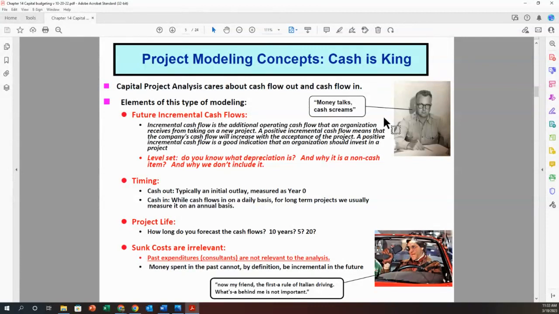So we care about future incremental cash flows. Let's look at this definition. Incremental cash flow is the additional operating cash flow that an organization receives from taking on a new project. A positive incremental cash flow means that the company's cash flow will increase with the acceptance of the project. A positive cash flow is a good indication that the organization should invest in a project.